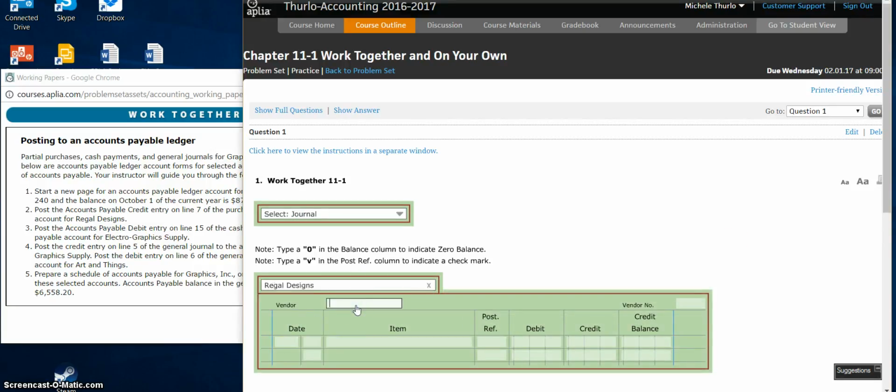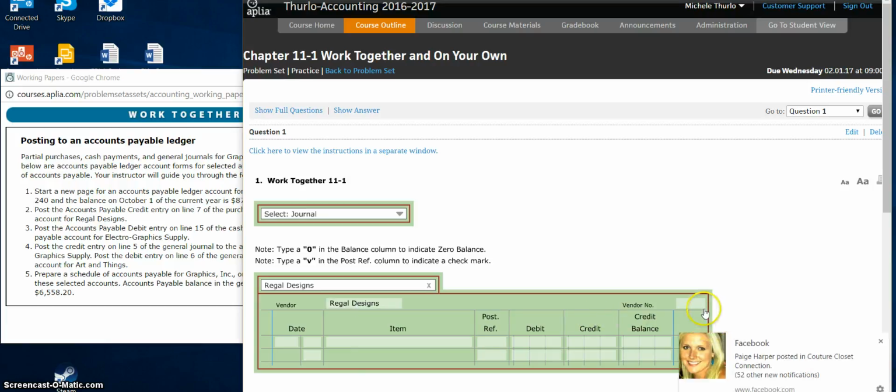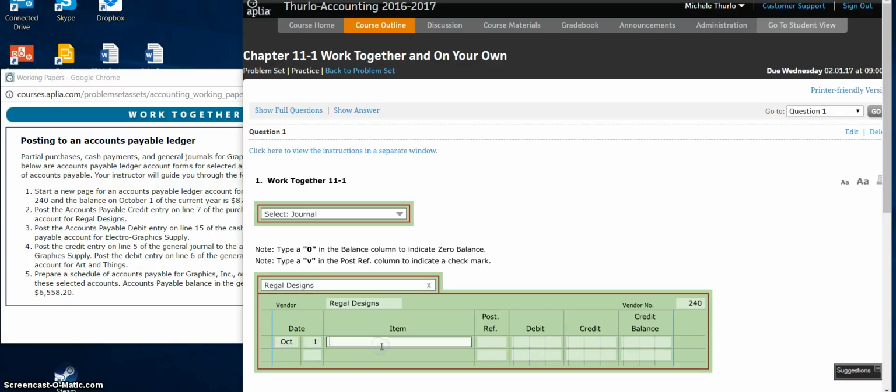Okay, for the vendor name, we're just going to put in Regal Designs. And the account number for that vendor, it says that was number 240. The date that we're starting this one is October the 1st. Will I write anything in the item number? Yes, I will, because we're bringing this balance forward. I'm going to put balance there.